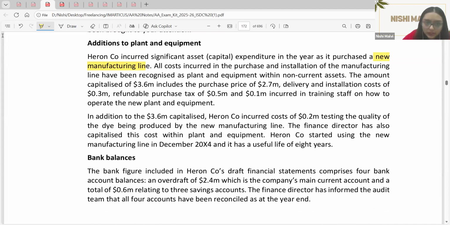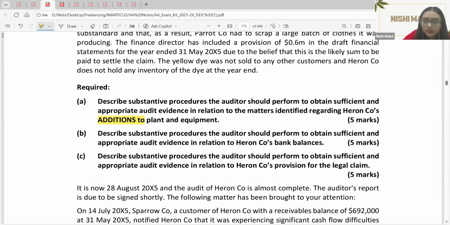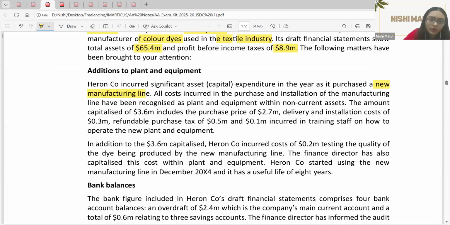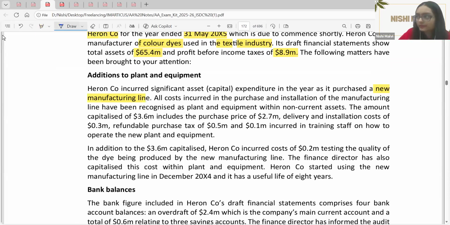Okay, what's the problem actually in the question? What exactly is the addition? What things do you need? They purchased a whole new manufacturing line. What do you need? Rights and obligations, huh? Rights and obligation. Purchase deed. Check for the documents. Okay, check for the documents.